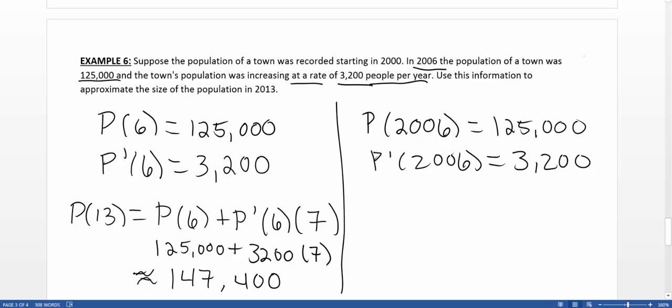Now, most likely this is people because we're talking about a town, but it doesn't specifically say people, so we don't really need to add units. We can just say we approximate the population to be 147,400. So again, with this problem, we need to take the information we have about the numbers and turn them into functional notation so we could then apply our formula to what we had.